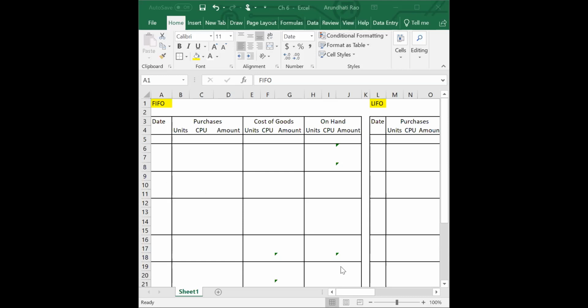I've created a small chart for myself. The first column has dates. The second column has information about purchases. This is the number of units purchased, the cost per unit, and the amount, which is nothing but the extension, which means units times cost per unit.